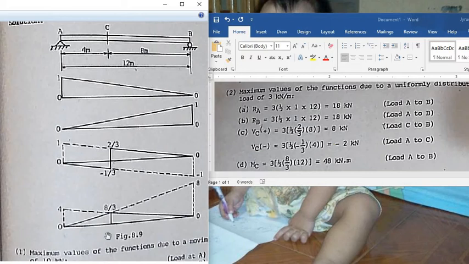And finally, dito naman sa moment at C, again, it is the area of the triangle. So, 1/2 times 8/3 multiplied by the length, which is 12 meters, multiplied by the uniform load na 3, which will give you 48 kilonewton meter.